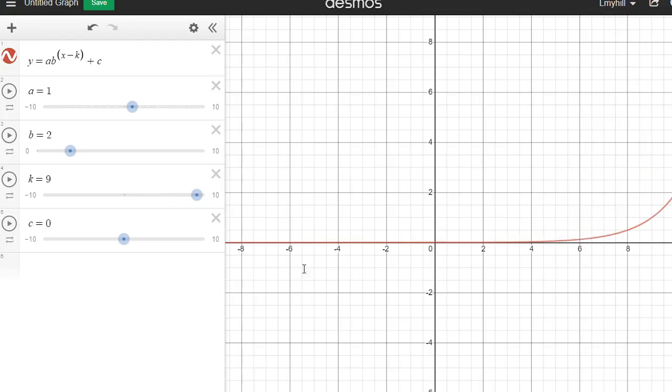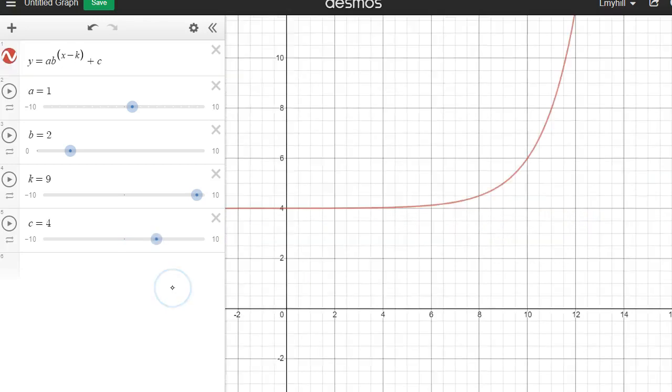Now notice it's a positive 9 here because there's a negative in my equation. Because the equation has a negative value there, it would be saying x minus 9. And then the c was 4, so the c is going to move up 4. Now what this has done to our graph is it's moved up 4, so our horizontal asymptote is at 4, and it's moved it to the right by 9.